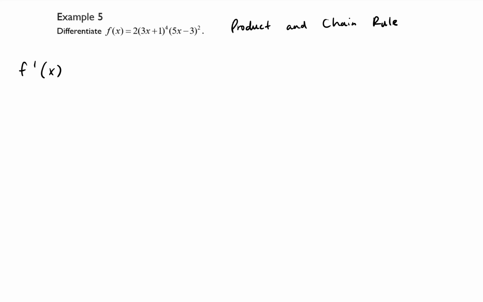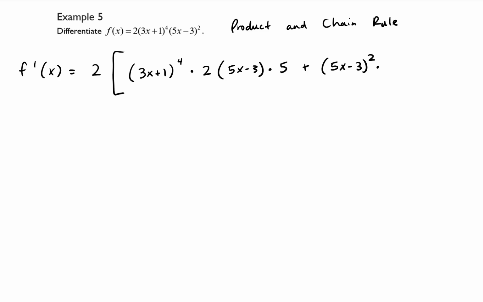So we have f prime of x is equal to, I'm going to leave the constant on the outside, and then we want the first function times the derivative of the second. So I'm going to bring down the 2 times 5x minus 3, and the 5x minus 3 is the inner function, and I need to take the derivative of that and multiply it. The derivative of 5x minus 3 is 5, plus, so we did first times the derivative of the second, plus the second times the derivative of the first.